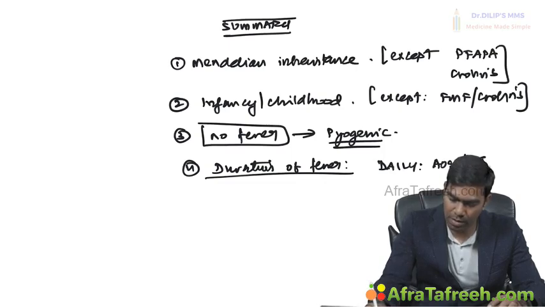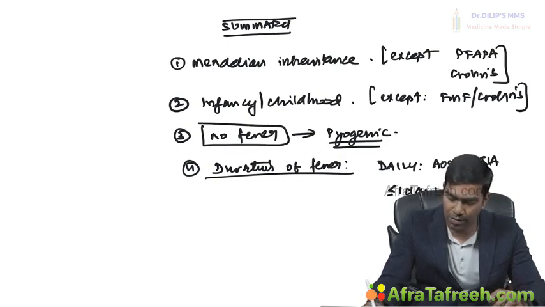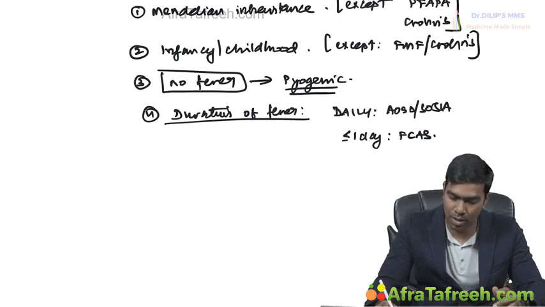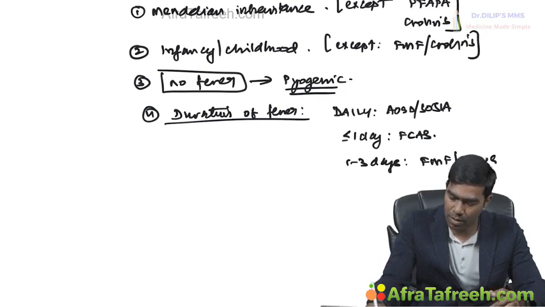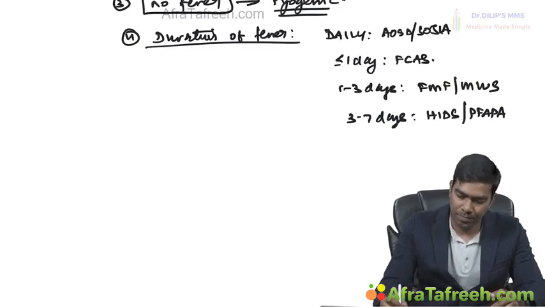I told you many times. Then you have less than or equal to 1 day. Fever within a day usually points towards FCAS, familial cold autoinflammatory syndrome. Then 1 to 3 days in case of familial Mediterranean fever and Muckle-Wells syndrome, and 3 to 7 days in case of hyper IgD syndrome and FAPA syndrome.